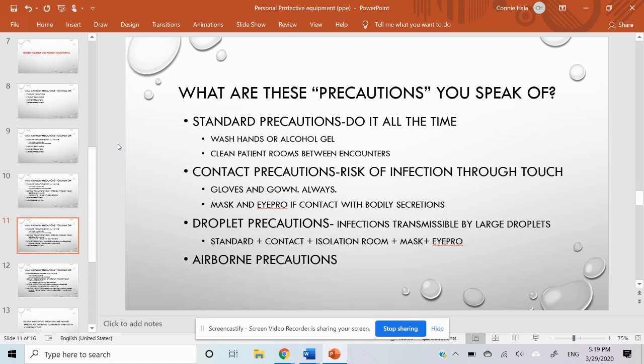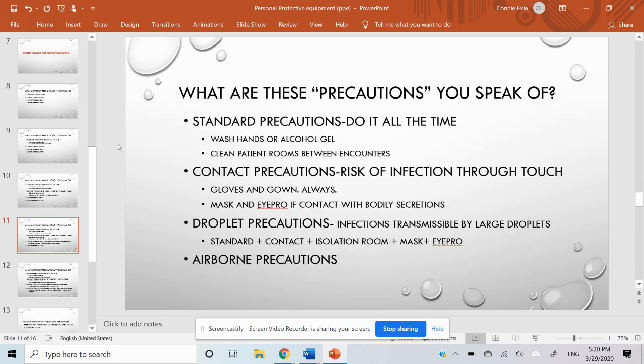Droplet precautions are what we're most concerned about here with the coronavirus. It has been shown to be transmitted mostly by large droplets. These are anything over 10 micrometers. So basically, you want standard precautions, contact precautions, and included in that, you want to put the patient in an isolation room so that there's decreased risk of exposure to other patients. And you definitely want to wear a mask and eye protection, because these methods of infection and transmission are mainly through the eyes, nose, and mouth.